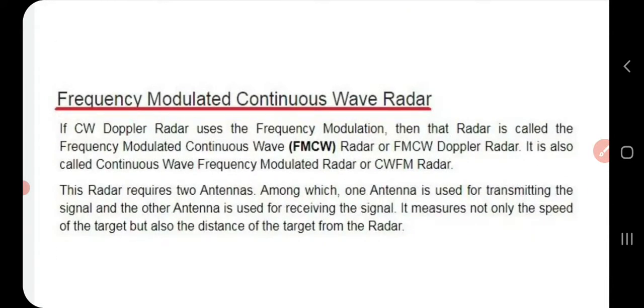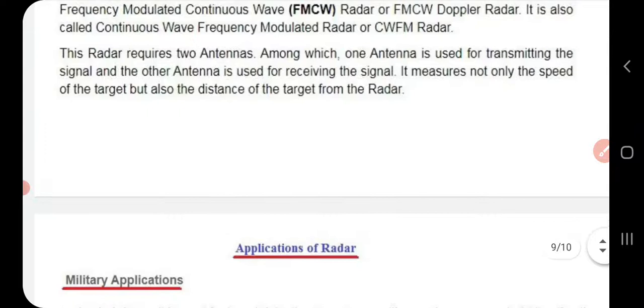Now the other classification, frequency modulated continuous wave radar, abbreviated as FMCW. It uses frequency modulation. It is also called FMCW Doppler radar. It is also called CWFM radar, that is continuous wave frequency modulated radar. It also uses two antennas, one for transmitting signal and the other for receiving signal. This measures not only the speed of the target but also the distance of the target from the radar.